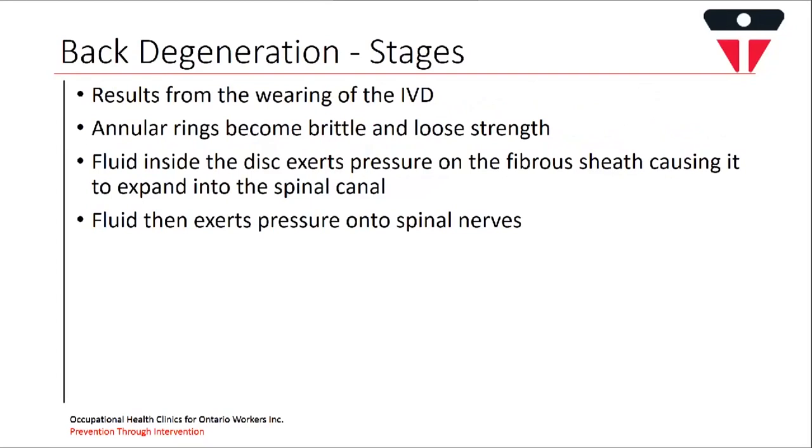Now, degeneration itself results from wearing of the discs. The annular rings become brittle and lose strength, especially as we age. As we age, we actually lose water from our body, and as a result, the risk of injury increases because we've lost that elasticity. The fluid inside the disc begins to exert pressure on the fibrous overlapping annular rings and can cause it to expand into the spinal canal, where the fluid then exerts pressure onto the spinal nerves.